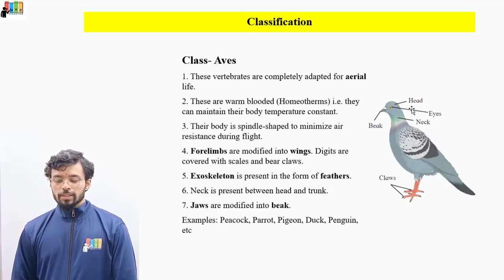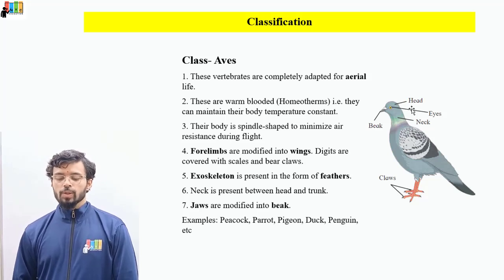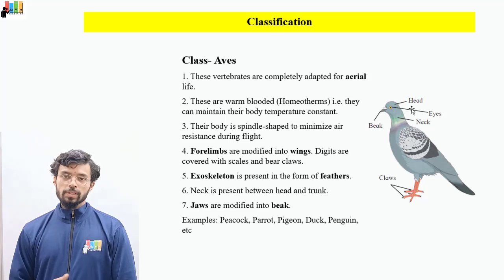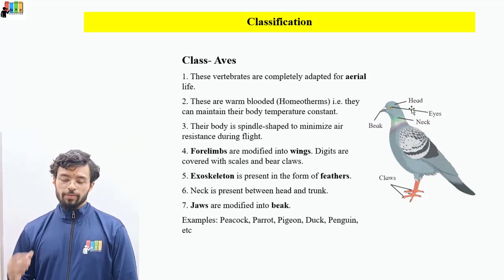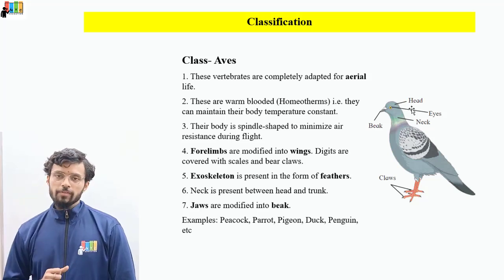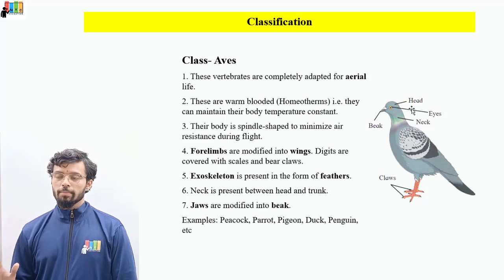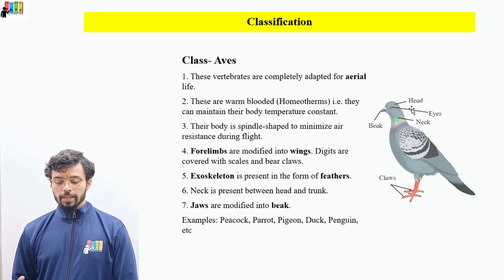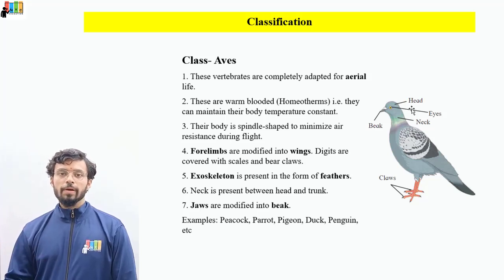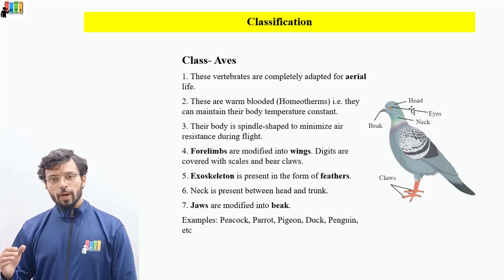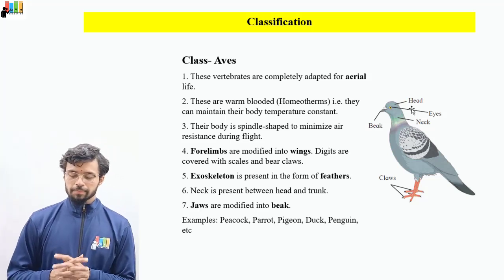Then you have got class Aves. So Aves are the vertebrates which completely evolved to the aerial mode of life. They are warm-blooded, which means they are homeotherms. They can regulate their body temperature by themselves. They do not depend on external factors, right? And their body is usually spindle-shaped, like Pisces, to minimize aerial resistance. In fish, you have got water resistance. In Aves, you have got aerial resistance, right?